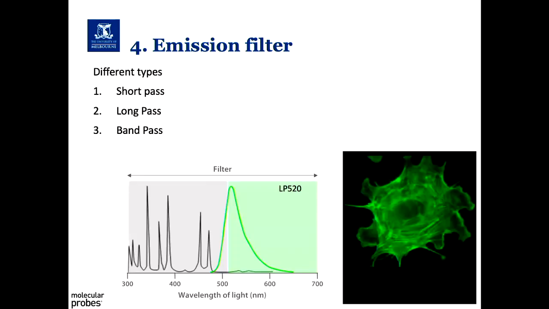I'll show you an example of a long pass filter. Sometimes you might see in our specification sheet something like an LP520. LP stands for long pass. It basically means it's going to let anything above 520 nanometers go through that emission filter. Okay, so you'll see all of these wavelengths coming through.